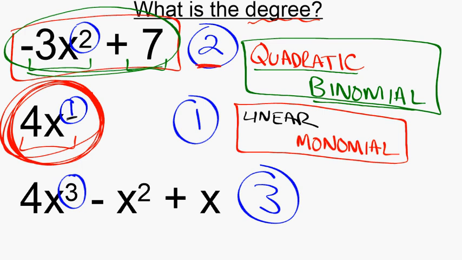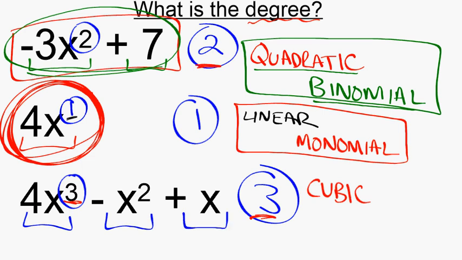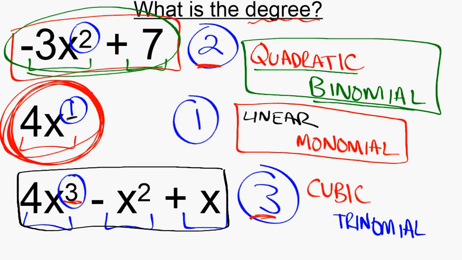In the final example, down at the bottom, we said that the degree was 3. The largest exponent is 3, so that's your degree. And looking at your table, that means the name based on the degree is cubic. And since we also have 3 separate terms, we call this a trinomial. So this polynomial right here, 4x to the 3rd power minus x squared plus x, is a cubic trinomial.